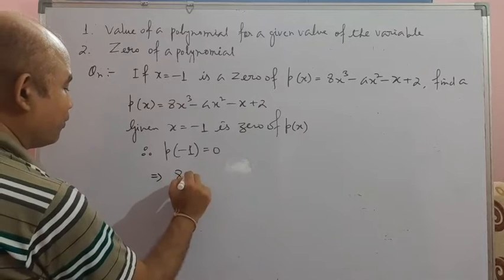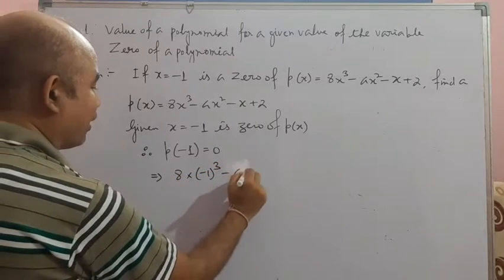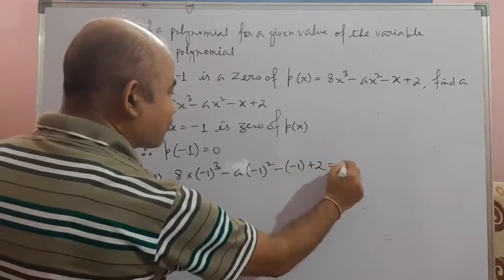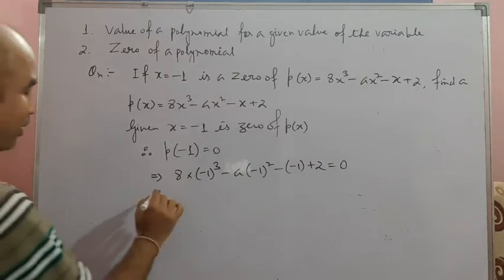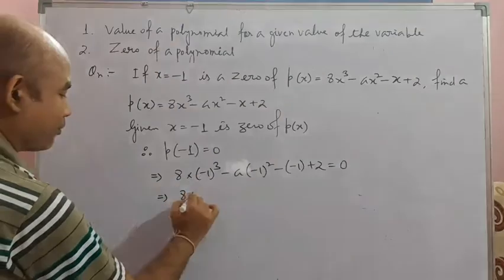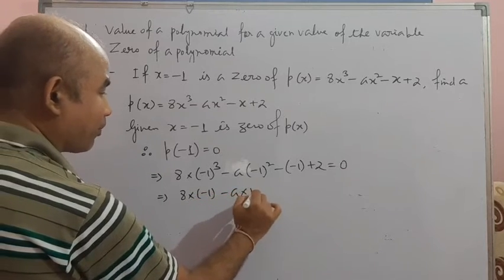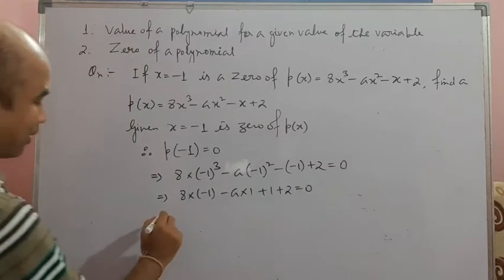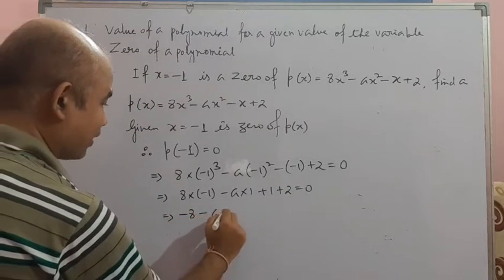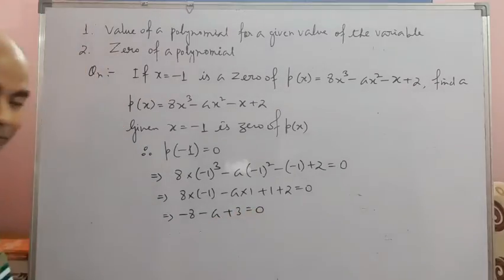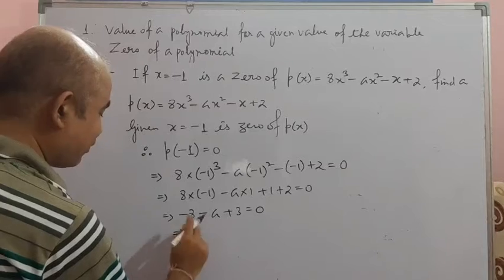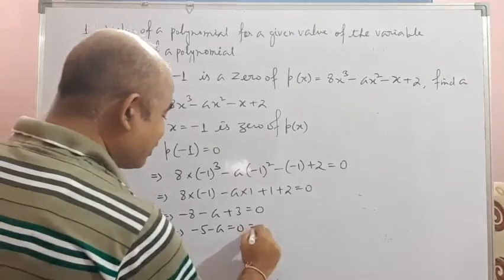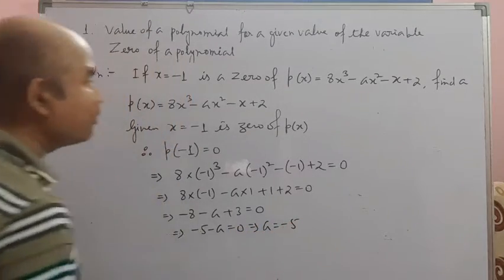So 8 into minus 1 cube, minus a into minus 1 square, minus minus 1, plus 2, and this is equal to 0. So it is 8 into minus 1, a into plus 1, minus minus plus 1, plus 2 equal to 0. So that means it is minus 8 minus a plus 3 equal to 0. If you simplify this, minus 8 and plus 3 is minus 5, minus a equal to 0. And from this, easily you can find out a is equal to minus 5.